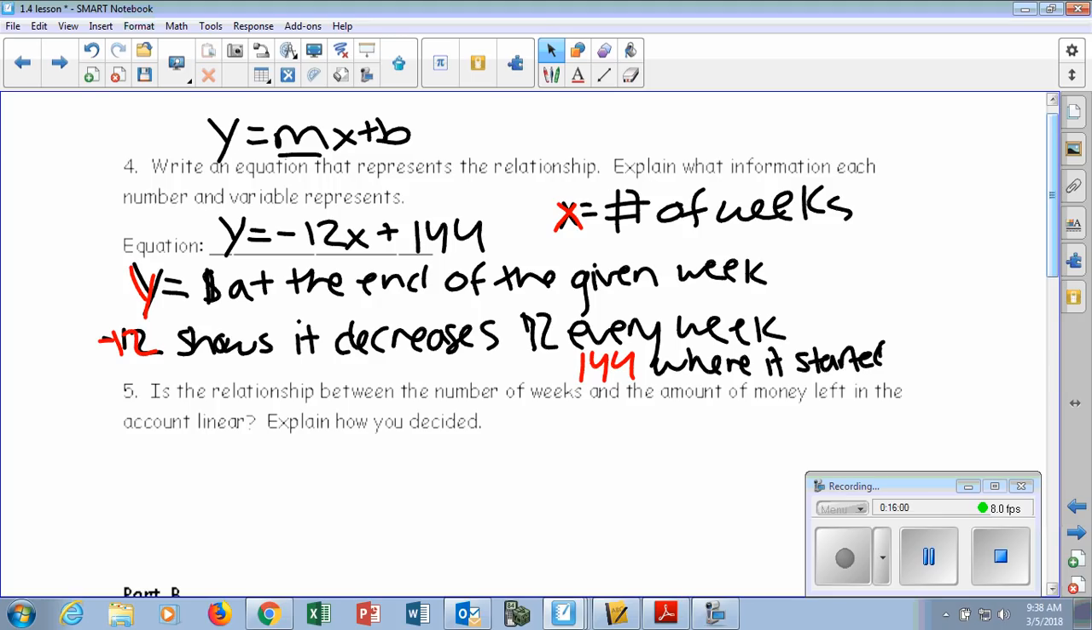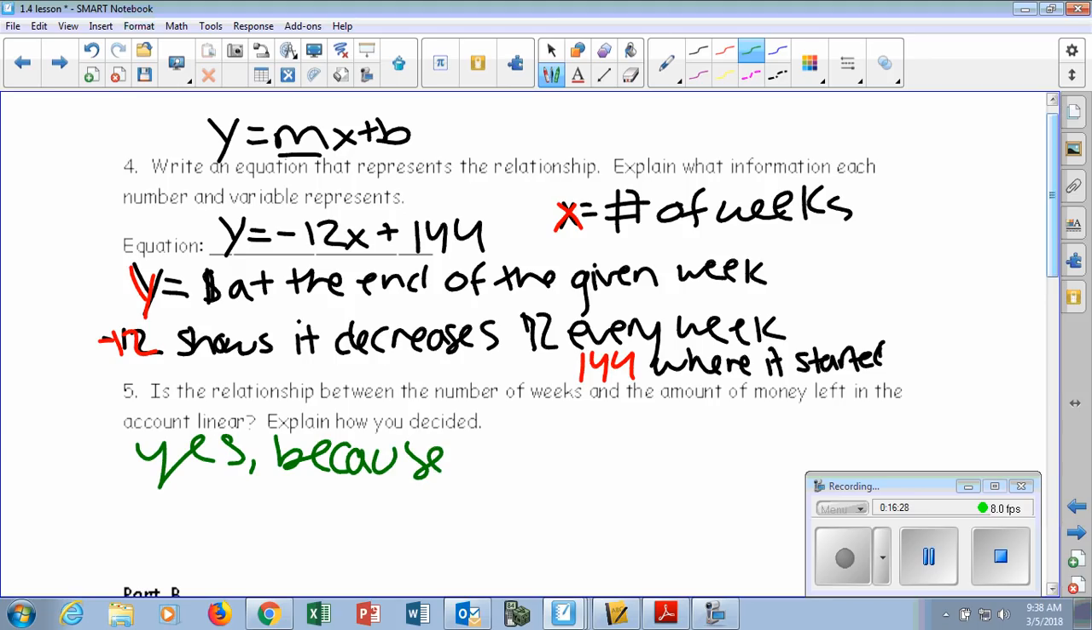So for question 5, it says, is the relationship between the number of weeks and the number of money left in the account linear? So we're looking at number of weeks to the amount of money. Angela, is it linear? Yes. Why do you think that? Perfect. Because it has a, I'm going to put CROC for constant rate of change.